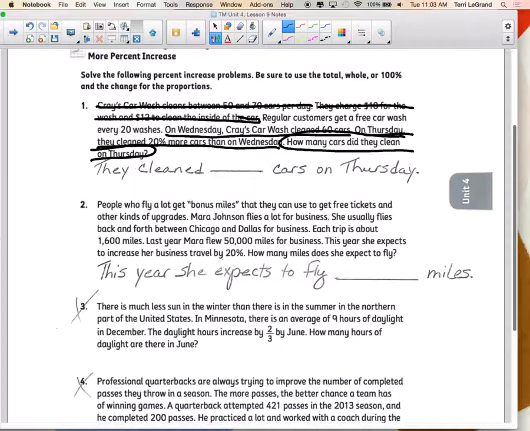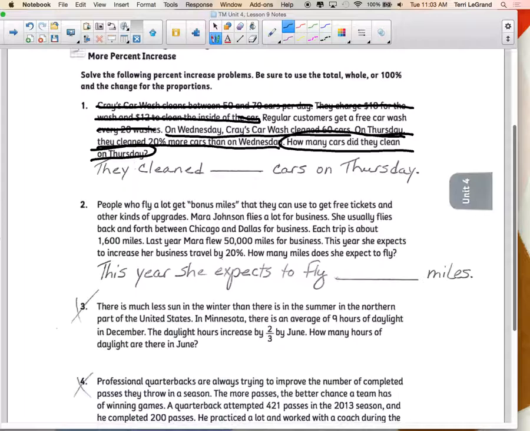Anything else? I see another number there. Do we need it? Sam? Regular customers get a free car wash every 20 washes. Okay, does that matter in the fact that we're going to solve for how many cars they cleaned on Thursday? No, get rid of it. Every 20 washes, we don't care, except that we're going to be a customer there. Right now, we're trying to solve how many cars did they clean on Thursday.